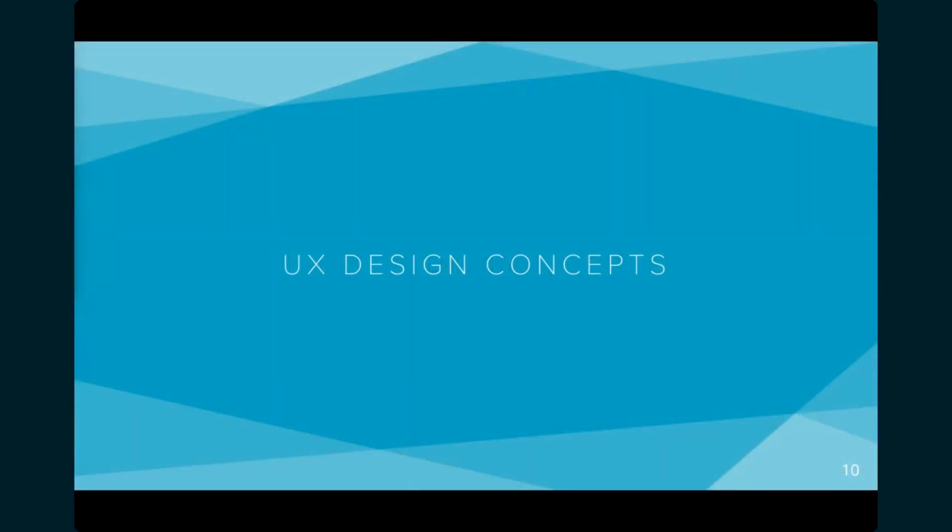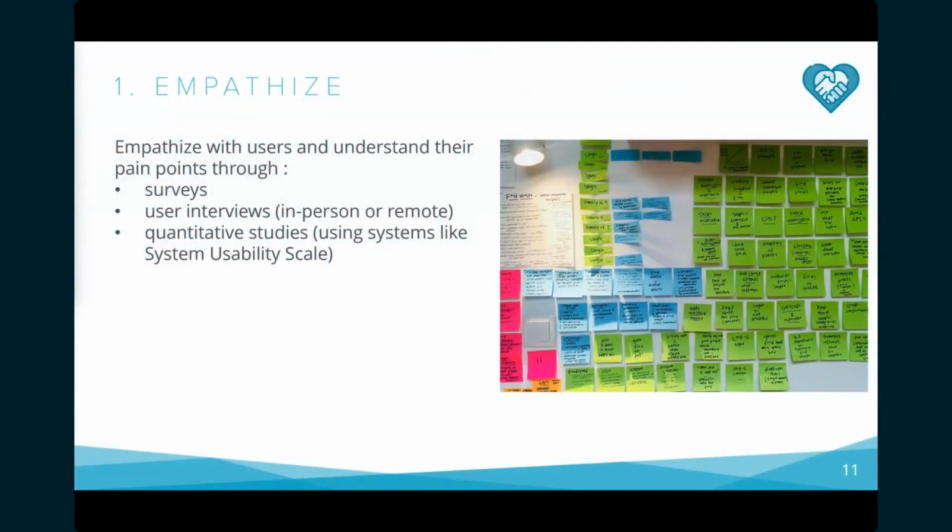Let us now look into these concepts of UX design and activities involved in these design stages. First stage of UX design is to empathize with users and understand their pain points. So a user researcher is responsible for providing insights regarding the needs of end users based on information that is generated from the research that the user researcher is conducting with the users, which can be done through surveys using tools like Google Surveys or SurveyMonkey, competitor audit review, user interviews, which can be in person or remote, quantitative audits using systems like the System Usability Scale, etc.